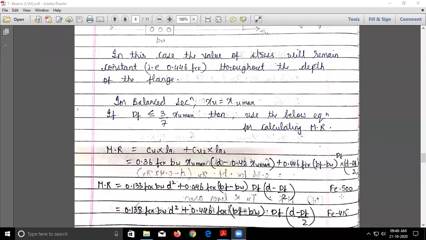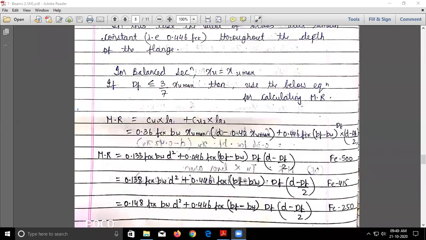Now if you simplify this for different grades, like we have already done in singly and doubly reinforced, it will become 0.133 fck bd square plus the second part. When we simplify the first part, it will become this. Only the second part is 0.446 FCK into BF minus BW into DF into D minus DF by 2. For Fe415 only this part will change, 0.138 FCK BD square, and for Fe250 it is 0.148 FCK BD square.